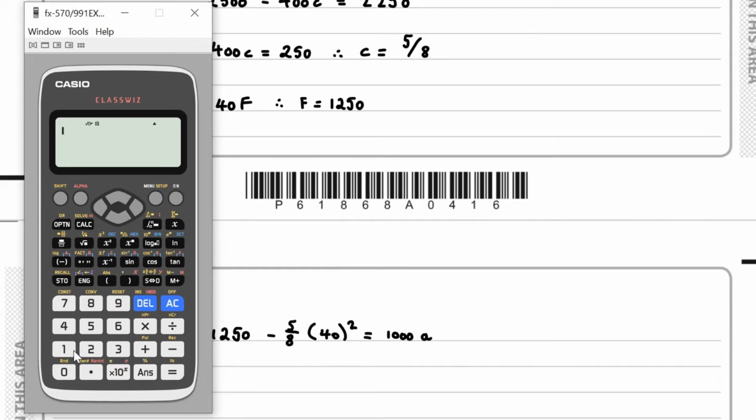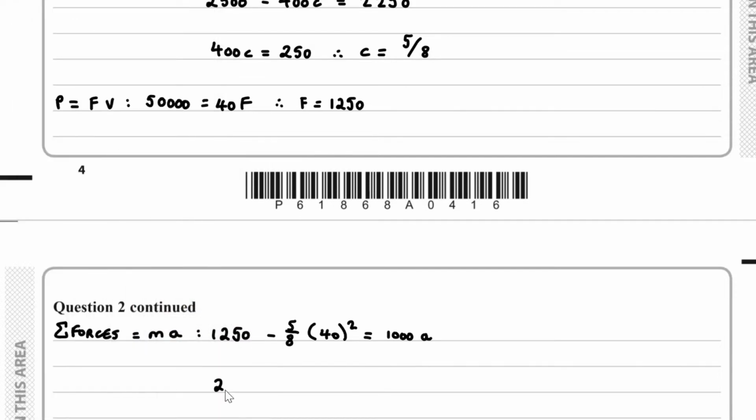Well, on our calculator, we've got 1250 minus 5 over 8 multiplied by 40 squared. Here we get 250. So we've got 250 equals 1000 A. So therefore, A is equal to 0.25 meters per second squared.